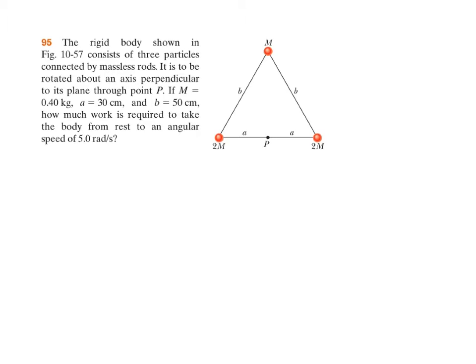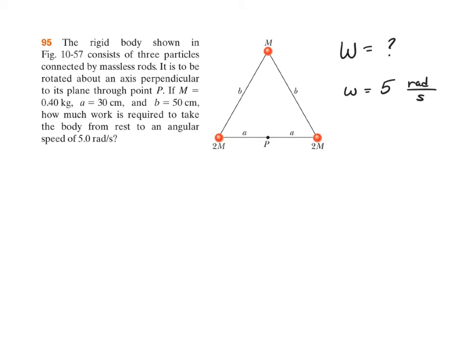And the question says, how much work is required to take the body from rest to an angular speed of 5 radians per second? So let's work our way through what we're doing here, right? First, the question is how much work is required. So we know right away that we're trying to figure out the amount of work done. Now, what is given to us? What's given is that we want an angular speed eventually, little w, or omega really, of 5 radians per second.